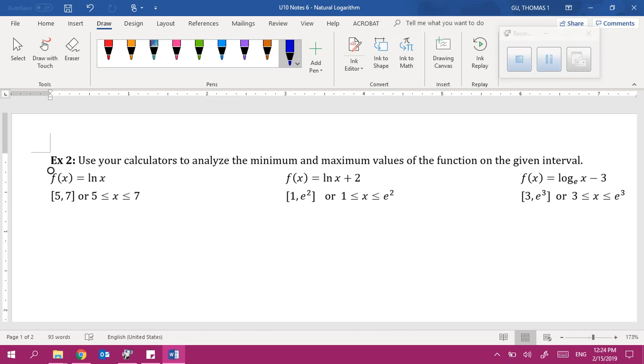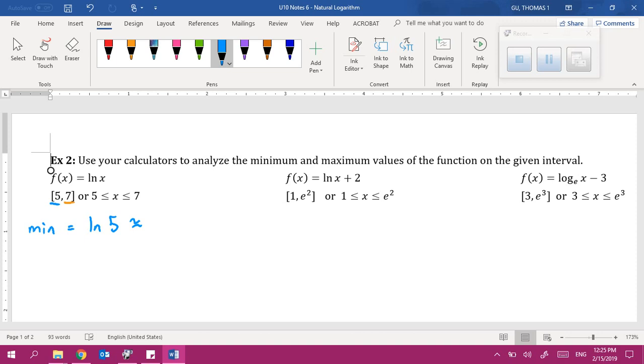Would it be correct for me to tell you that the minimum is 5 and the maximum is 7? Why not? Yeah, those are the x values. We've got to plug them in to get the y values, which is what minimum and maximum are asking for. So, can you tell me what my equation to find the minimum would be? ln of 5, right. So put that in the calculator and let's see what you get.